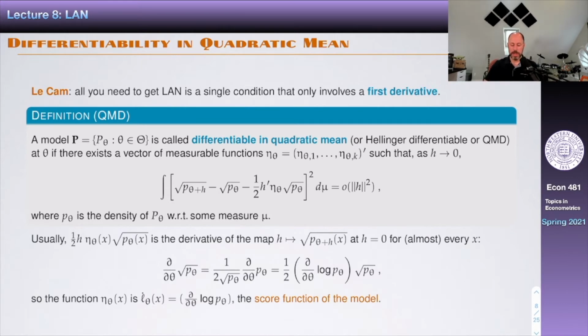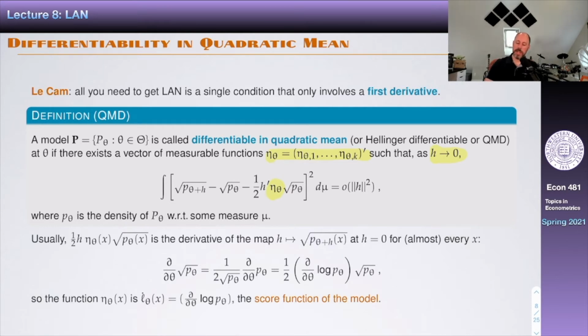The definition goes as follows. A model P_theta is called differentiable in quadratic mean, or Hellinger differentiable, at theta if there exists a vector of measurable functions eta_theta such that as h goes to 0, we have this condition over here. The integral of this bracket squared goes to 0 faster than h squared. And the term within the bracket involves the differences of the square root of the densities at theta plus h and theta. And then this term over here is 1/2 h times eta, and here's where these functions eta that we have in our definition kick in.